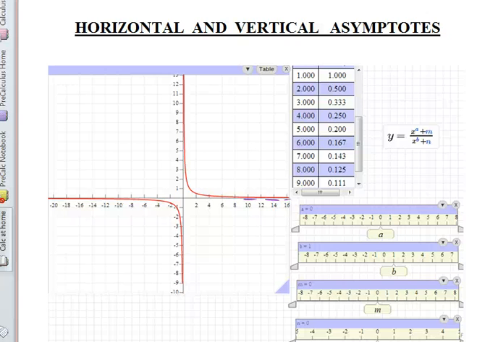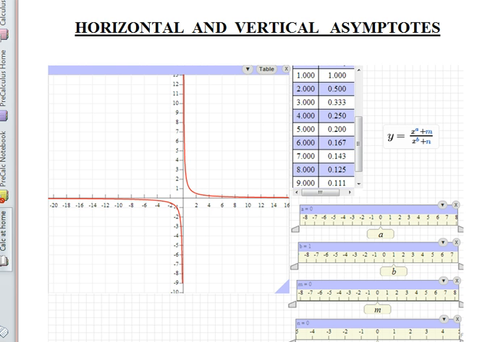Alright, ladies and gentlemen, this video serves as our introduction to section 5.3. The name of the section is limits involving infinity, but what this section is really about is horizontal and vertical asymptotes.